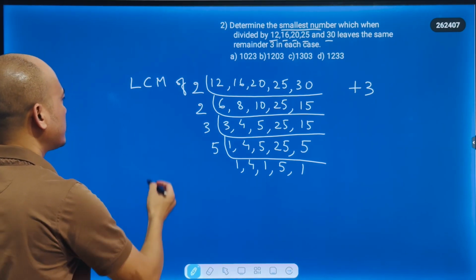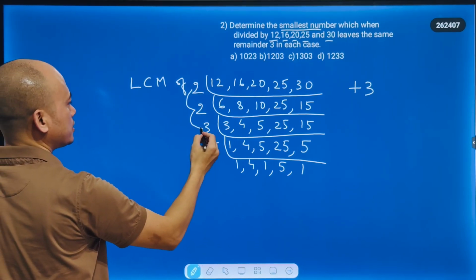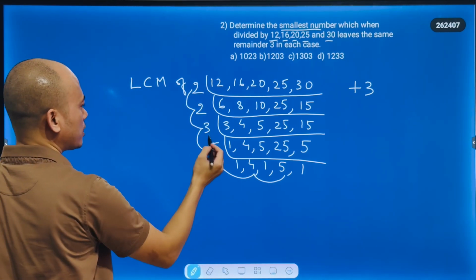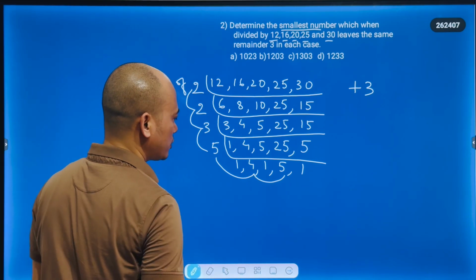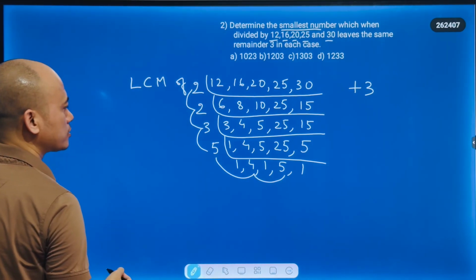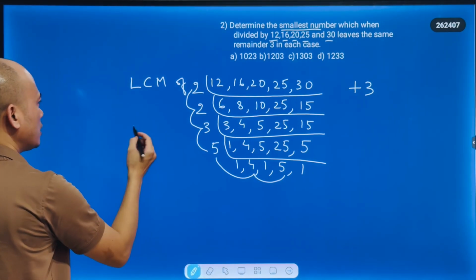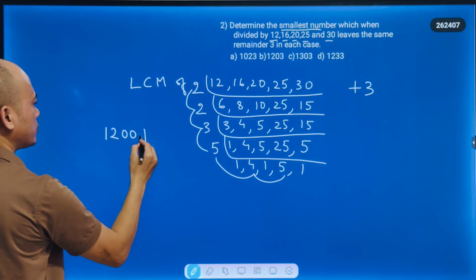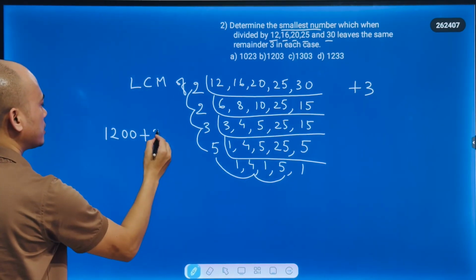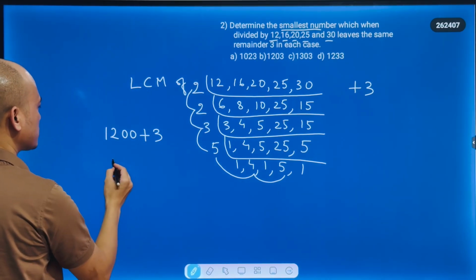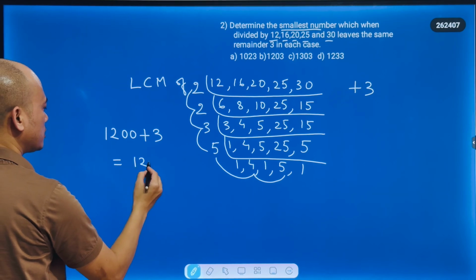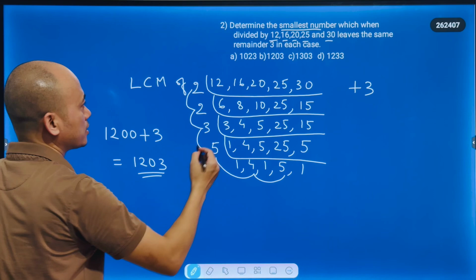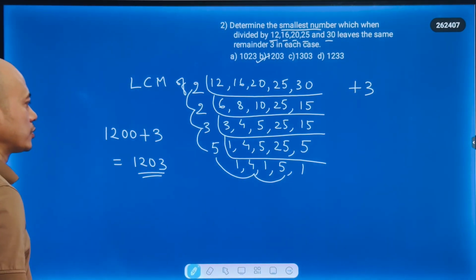So what will the LCM be? LCM is 2 into 2 into 3 into 5 into 4 into 5. 2 2s are 4, 4 3s are 12, 12 5s are 60, 60 4s are 240, 240 into 5 is equal to 1200. So LCM is 1200, and we have to add 3 to it so that the remainder is 3 in each case. So 1200 plus 3 is 1203, which is the correct answer here. So option B is the answer, 1203.